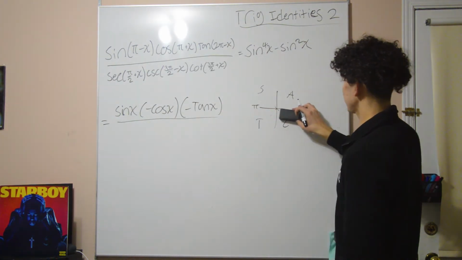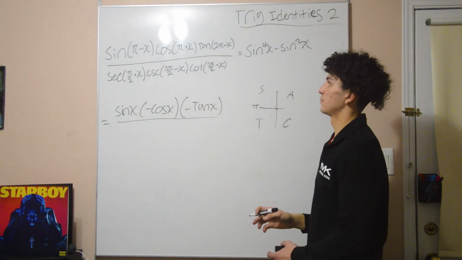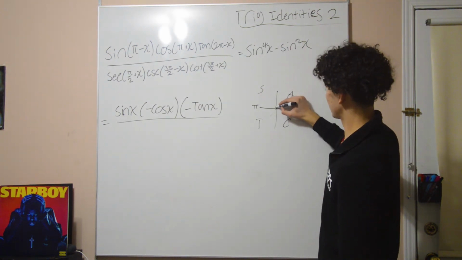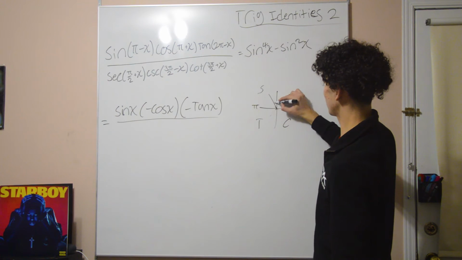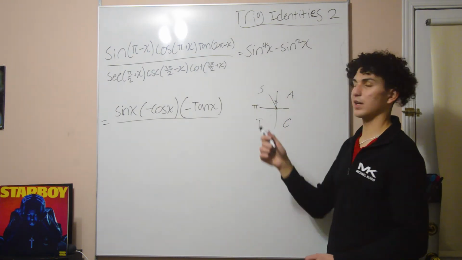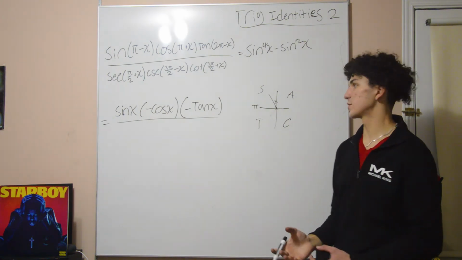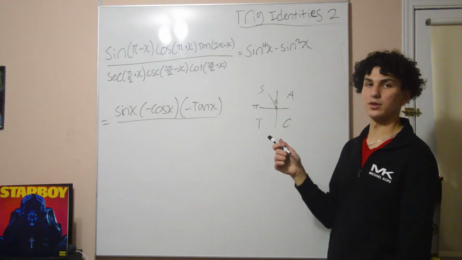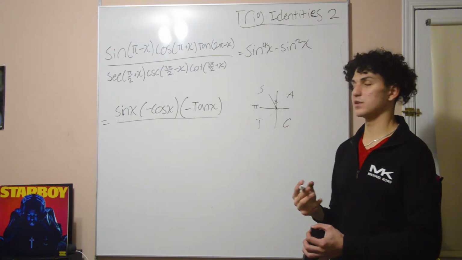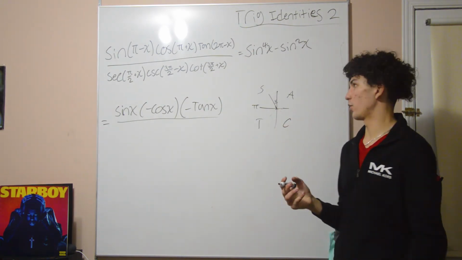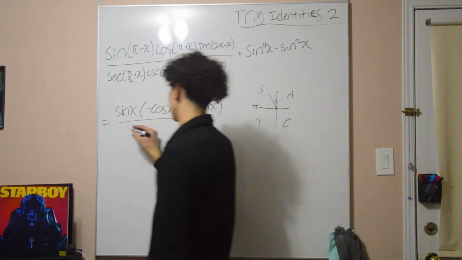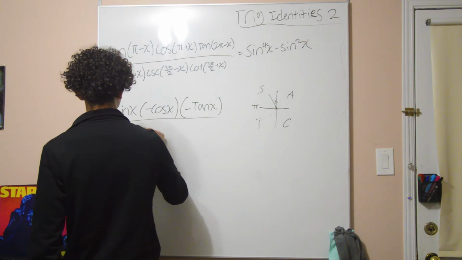Now, secant of pi over 2 plus x. That lies right over there. Now, is secant positive or negative here? Well, secant, as we know, is 1 over cosine, and cosine is negative here. And the correlated angle of secant is cosecant. It's basically the opposite one, right? So, since it's negative up here, this becomes negative CSC of x.